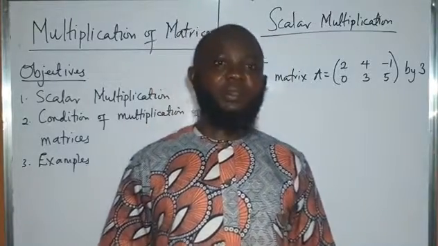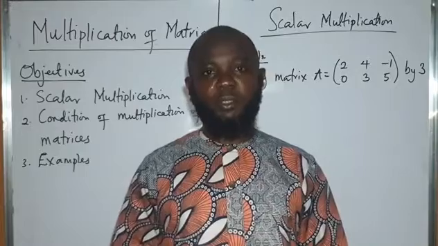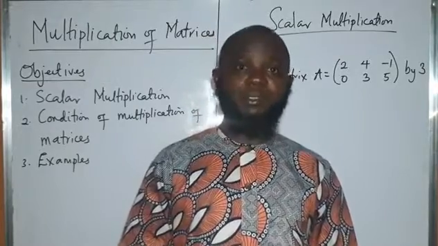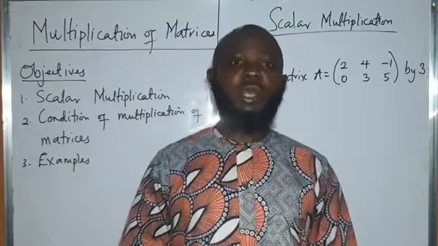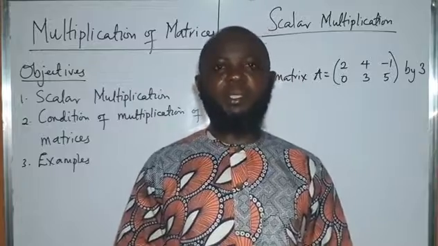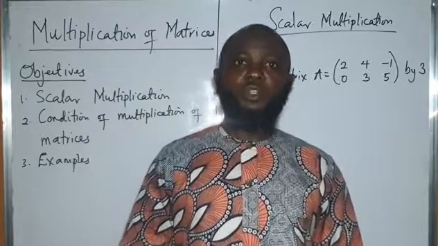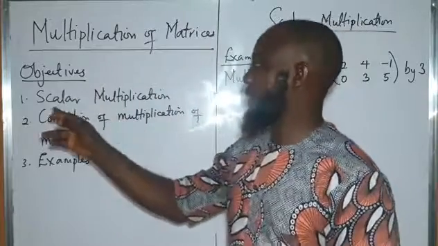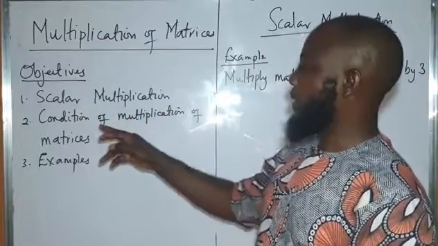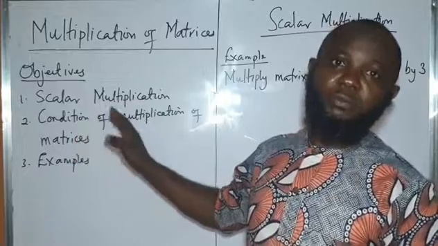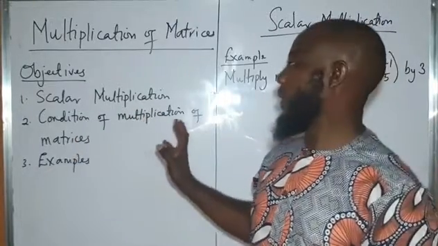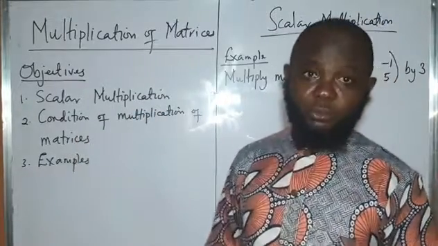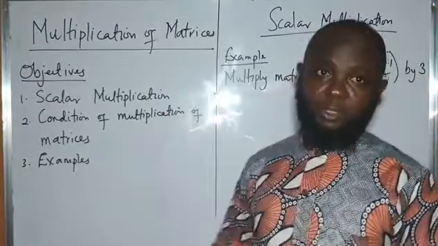So in this class, we want to continue from where we stopped in our last video on matrices. Today we want to look at another aspect of matrices, and that is multiplication of matrices. On that, we'll be looking at the following objectives. We'll look at scalar multiplication, then the condition for multiplying two matrices together. Then we look at examples. So that's what we want to treat in this video.